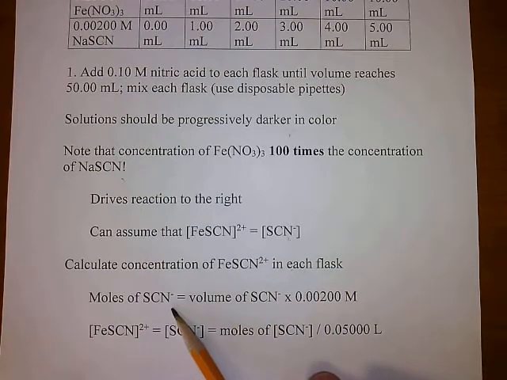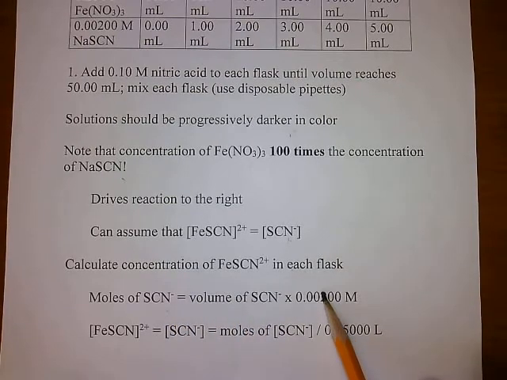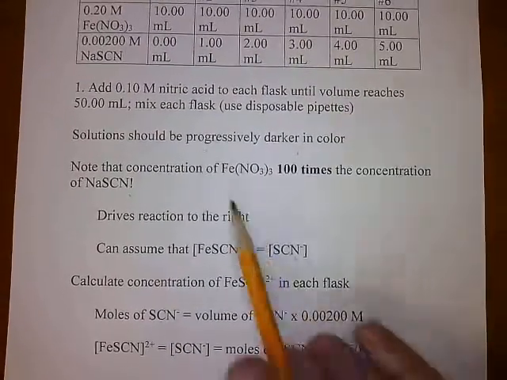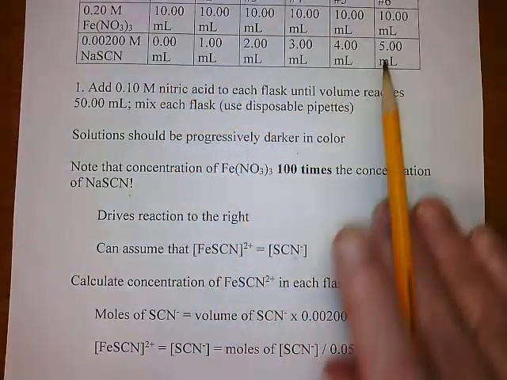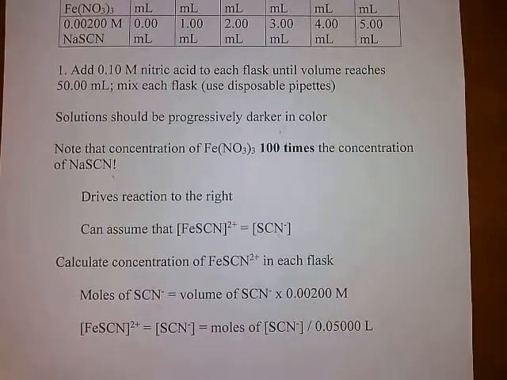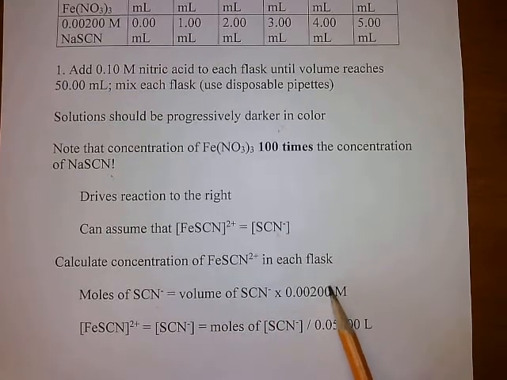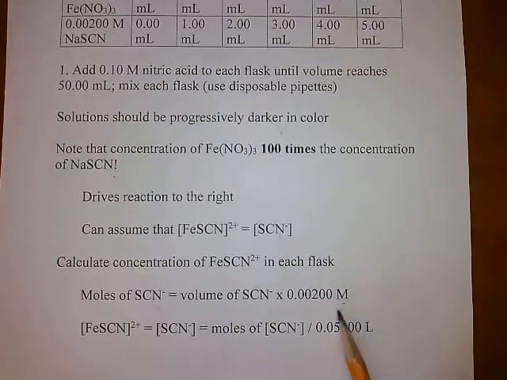So how do we figure out how many moles of thiocyanate we're starting with? It's the volume times the concentration, right? We're putting in a different amount each time. Just be aware you're going to have to do a unit conversion, right? Because big M, that's molarity, that's moles of solute per liter of solution, right? This will be milliliters, this is liters, so you'll have to do a unit conversion.